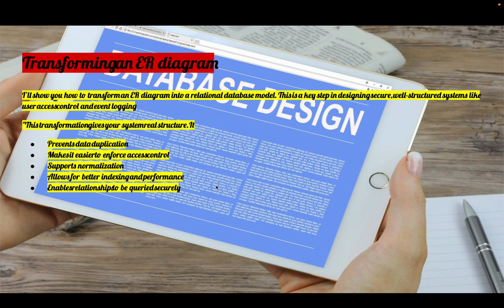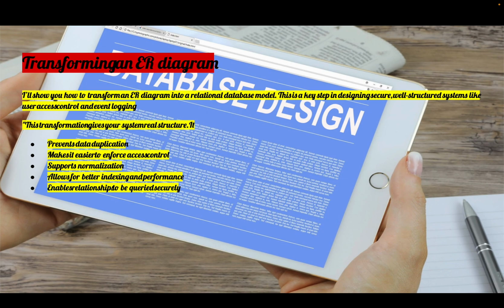Next, we're going to be talking about transforming an ER diagram. Last time we talked about just ER diagrams, how to create them. Transforming an ER diagram into a relational database model is basically the key step in designing secure and well structured systems like user access control and event logging.